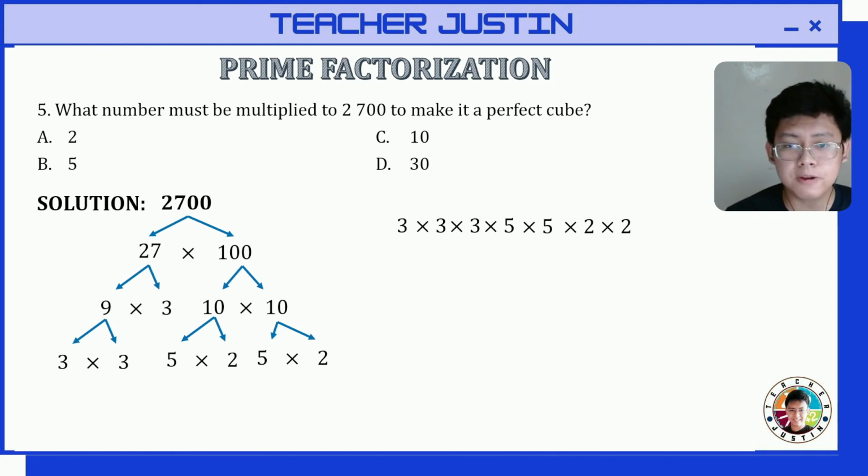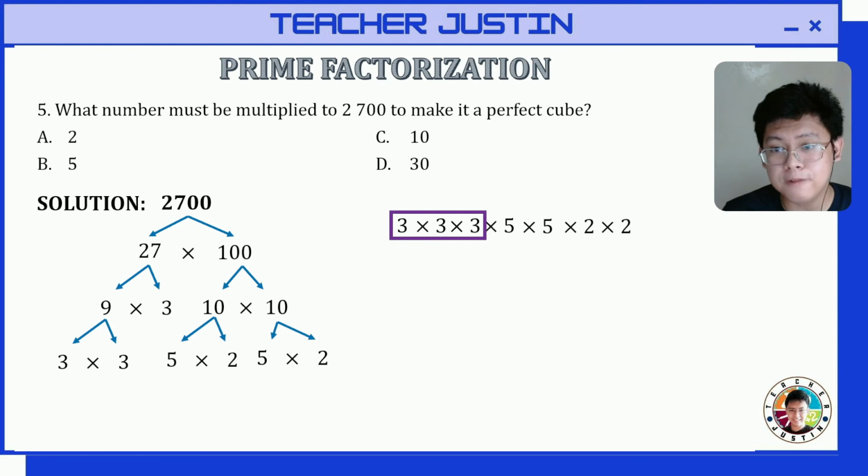Now, pag sinabing perfect cube, dapat may tatlong magkakapareho na factors para masabi natin na perfect cube sila. So, example nito ay si 3 times 3 times 3. So, tatlong 3 yung meron sa group na to. So, this is already a perfect cube. Ayan. Now, meron tayong dalawang 5. So, para maging perfect cube yung 5 na yan, magmamultiply pa tayo ng 5. For it to be a perfect cube, we have to multiply it by 5.